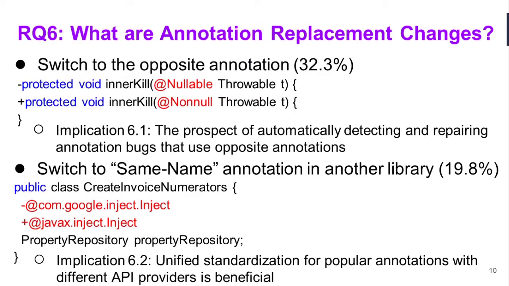Let us see another finding about annotation evolution, in particular annotation replacement change, that is, replacing one annotation with another annotation. We find that around one-third of them are switching to the opposite annotation, compared with arbitrary annotation replacement changes. Opposite annotation replacement changes are more tractable, and this suggests the prospect of automatically detecting and repairing annotation bugs that use opposite annotations. Besides, 20% of them are switching to the same annotation in another library, calling for unified standardization for popular annotations with different API providers.